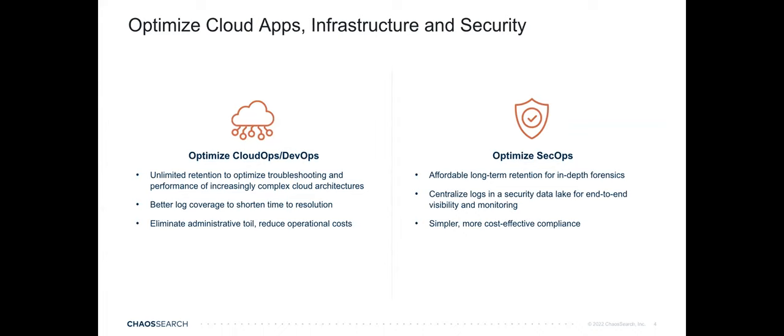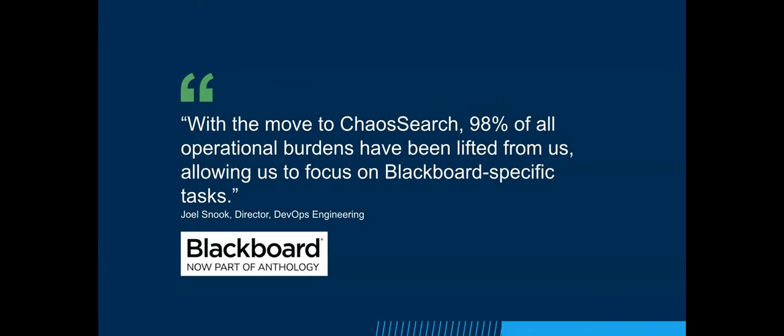With Chaos Search, those limits come off. You're able to look at your data in an unconstrained way because we talked about how it's not moving, it's sitting in your cloud object store. To give you an example of organizations who are seeing a benefit, Blackboard, who is now part of Anthology, is an online education business. And their director of DevOps engineering has been a customer of Chaos Search since 2020, when all of a sudden their usage grew by 3,000% with the move to online schooling.